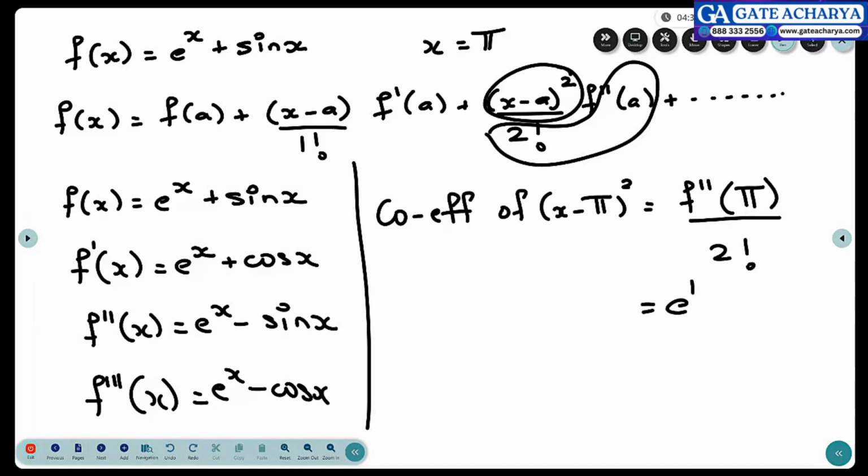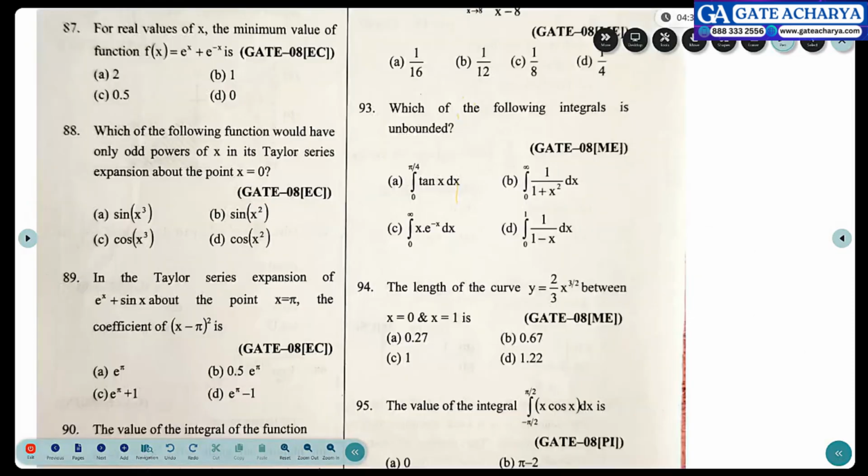e power pi, sin pi is what? 0. So no need of writing that. So e raised to pi divided by 2 factorial, or e^pi divided by 2. That's it. This is the coefficient of (x minus pi) the whole square. Any option like that? Let's see. 0.5 e raised to pi. Right? Get out.